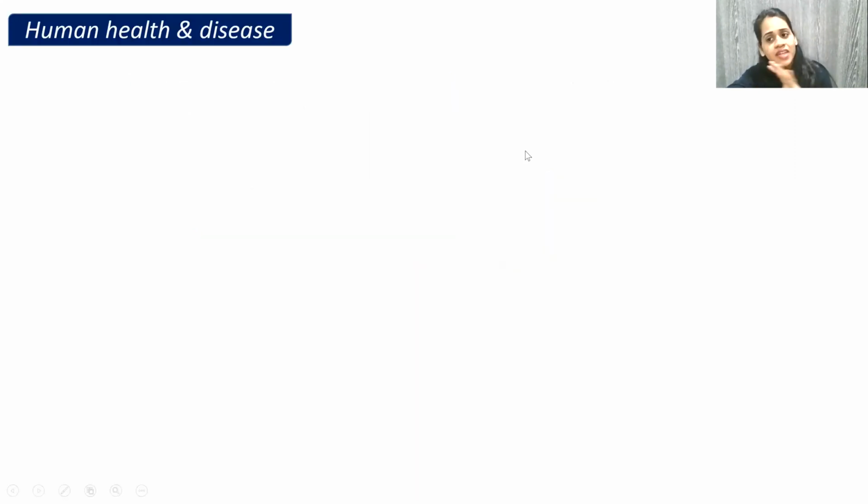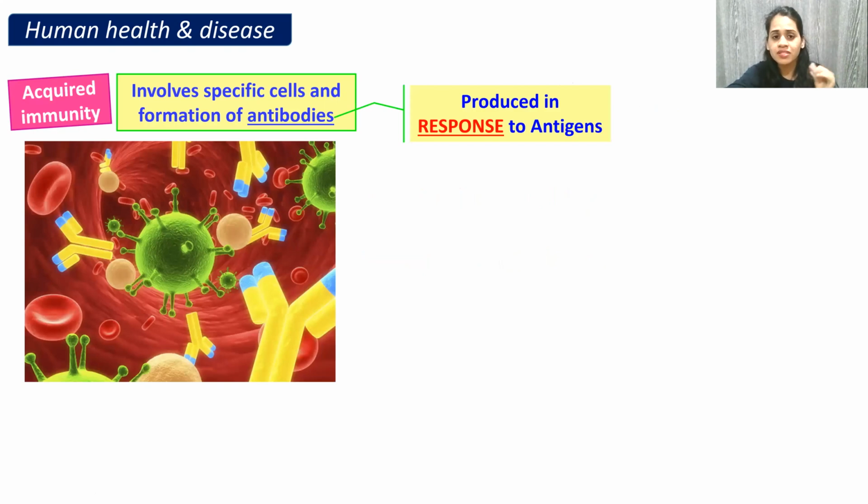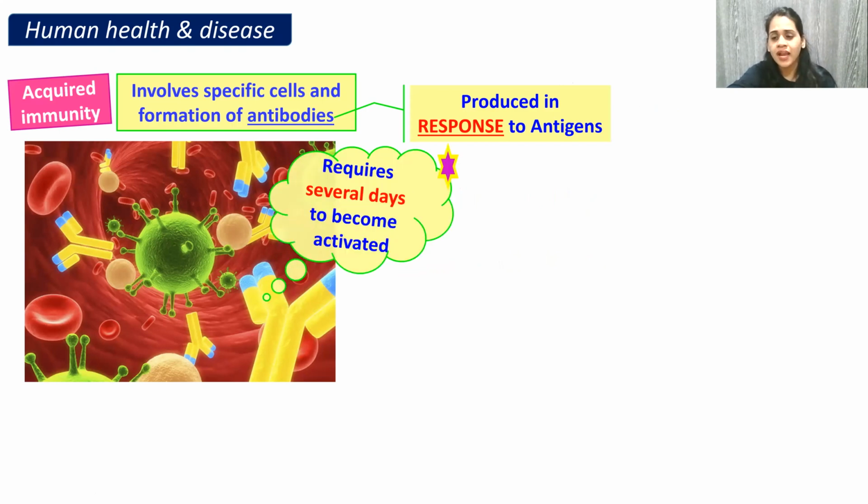We'll be having a detailed lecture on immune cells. So acquired immunity involves specific cells and formation of antibodies. We are going to talk about the cells and the formation of antibodies which takes place in our body in response to antigen. Whenever an antigen goes inside, body cells produce antibodies, which takes around several days to become activated.